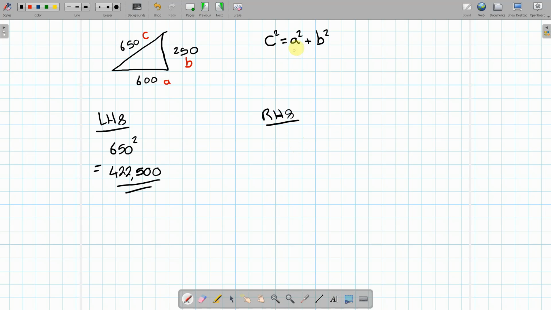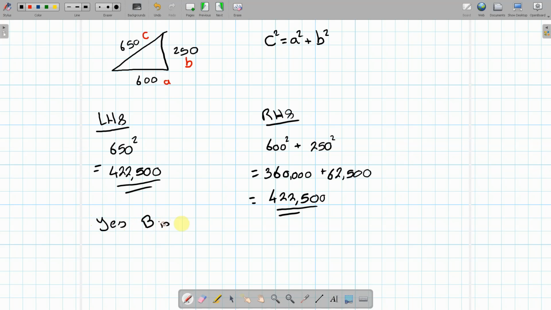So what we expect from the right hand side is these two values added together should indeed give you 422,500. So a squared plus b squared is going to be 600 squared plus 250 squared. So this gives us a value of 360,000 plus 62,500. Now add them two together, you get 422,500.